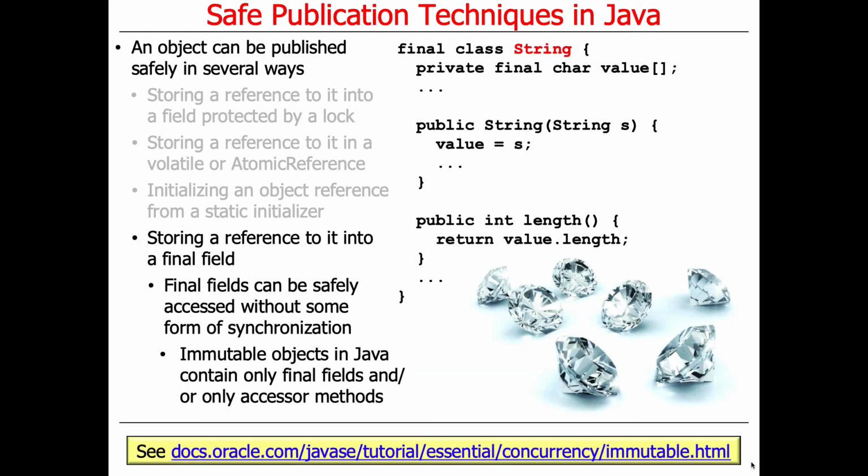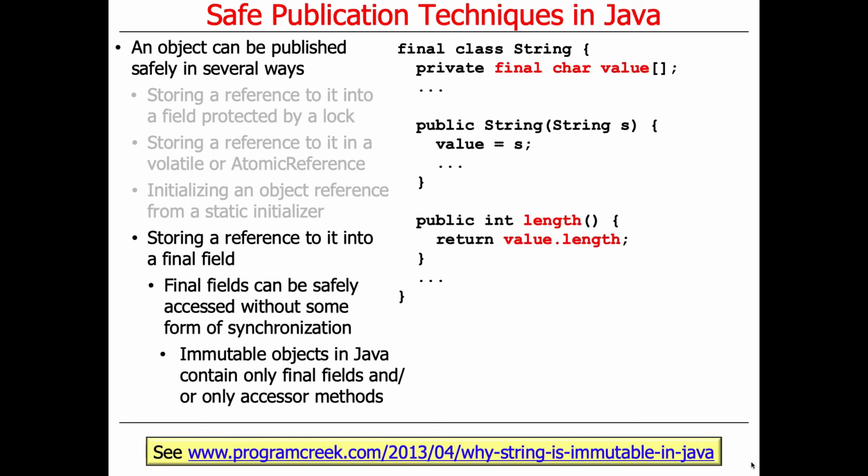And basically what do final fields do? Final fields are immutable, and they can always be used safely without any other form of synchronization, because once they're constructed, they always have the same value henceforth and for always. So a good example of an immutable object in Java is the string class, which doesn't allow the values to be changed after it's initialized.